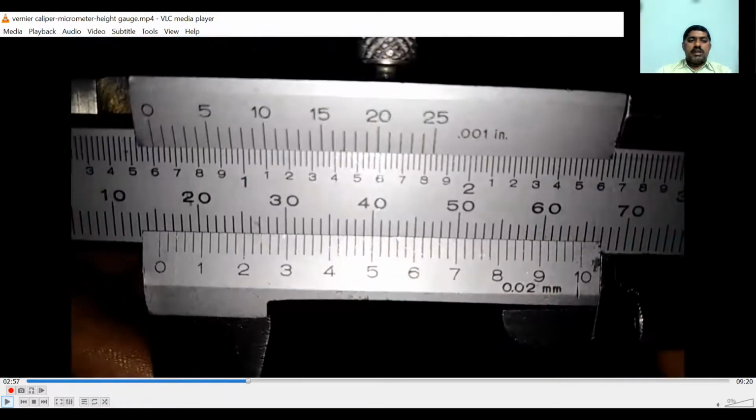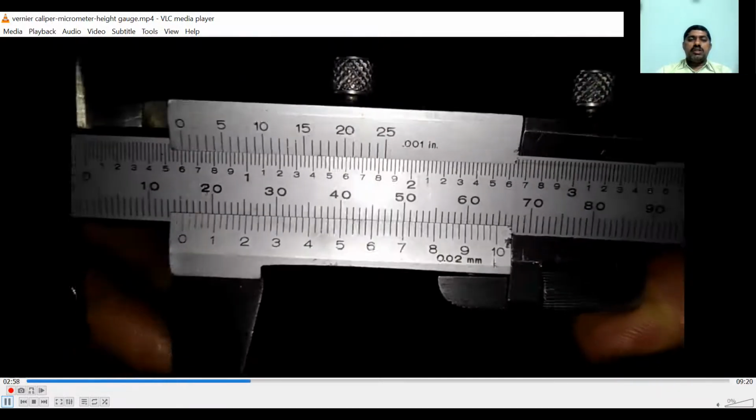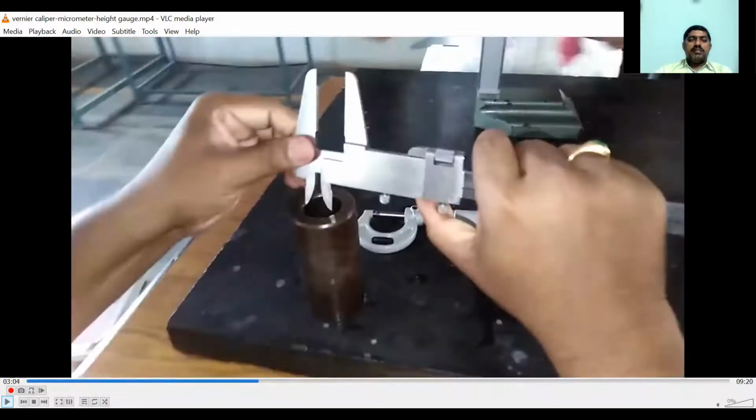You can also observe again. It is 15, and the fifth number, with each number having 5 divisions, that is the 25th division, is exactly coinciding with the main scale division. So 15 plus 25 into 0.02, that is 15.5 as the total reading. I will show this in the tabular column. In this way we can measure the diameter and the length of the given workpiece.